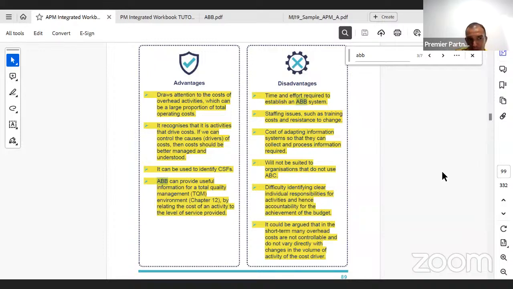Remember, important point. If you are to touch on activity-based anything, you should know activity-based costing. Activity-based budgeting and activity-based management cannot be done without activity-based costing. Activity-based costing information is the baseline for you to do ABB and ABM. So it's like the mother of ABB and ABM is ABC. And all three together are known as activity-based techniques.